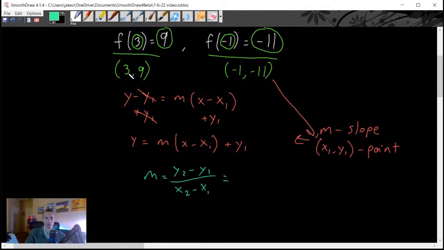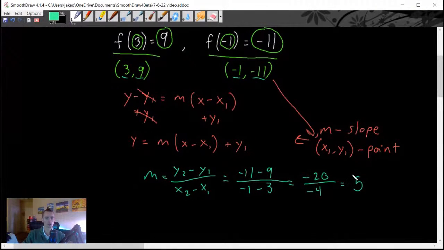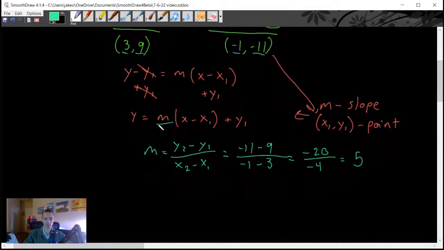So in this case, y2 is our second y coordinate, so that's negative 11, minus y1, which is our first y coordinate, which is 9, over x2, which is our second x coordinate, so negative 1, minus x1, which is our first x coordinate, which is 3. So our slope is going to be negative 11 minus 9, which is negative 20, over negative 1 minus 3, which is negative 4. Negative 20 divided by negative 4 would be positive 5. So our slope is going to be 5, so our m is going to be 5.